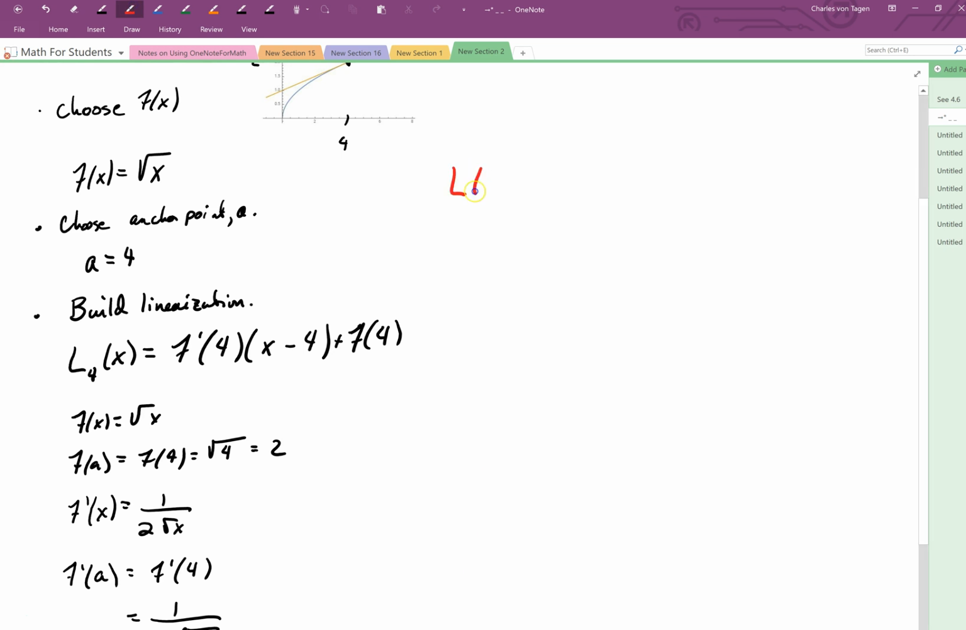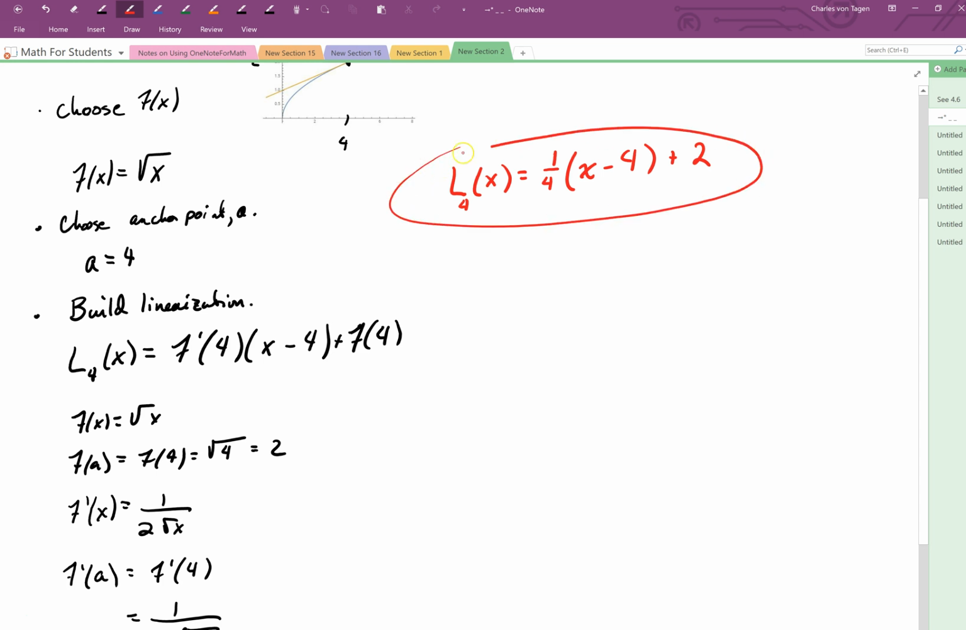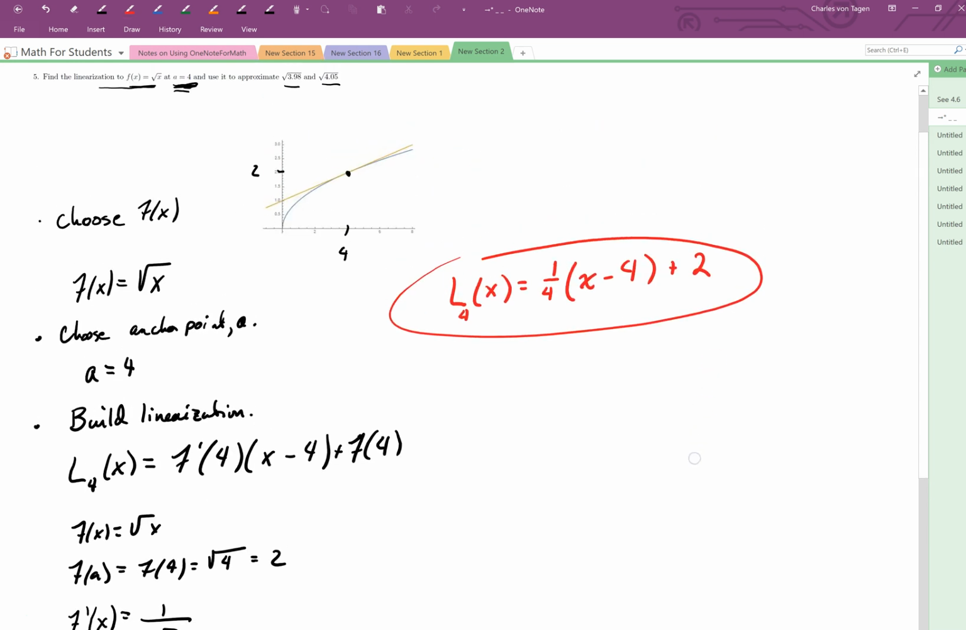So our linearization function is L4, the linearization centered at 4, which is equal to f prime of 4, which we said was 1/4, times x minus 4, that was our anchor point A, plus f of 4, which we said was 2. So we're going to use this function right here to approximate the square root curve.